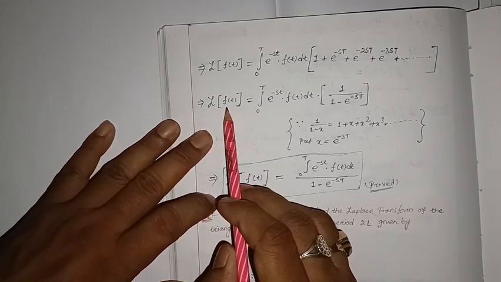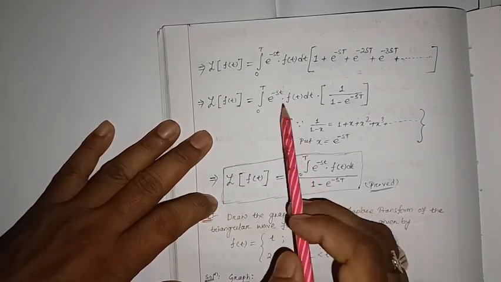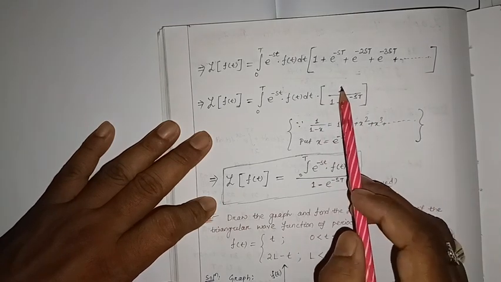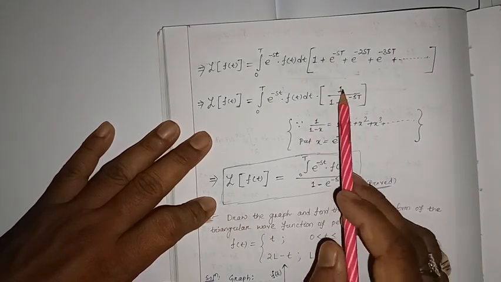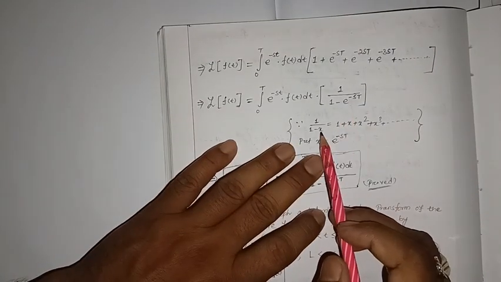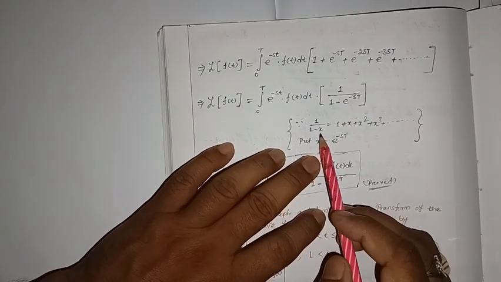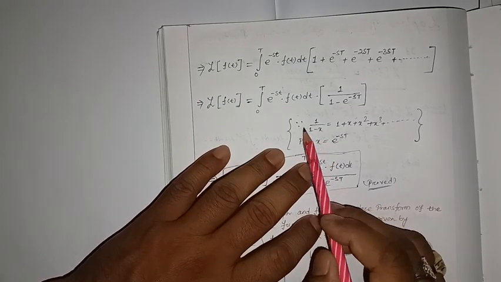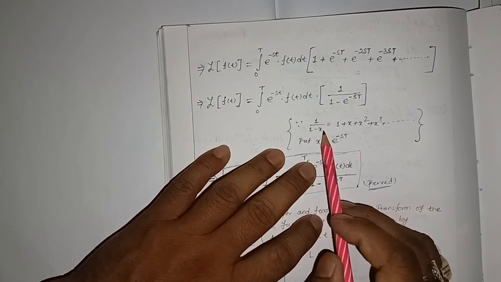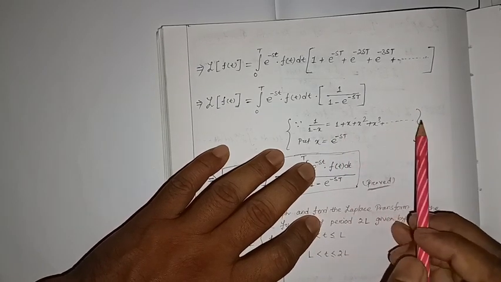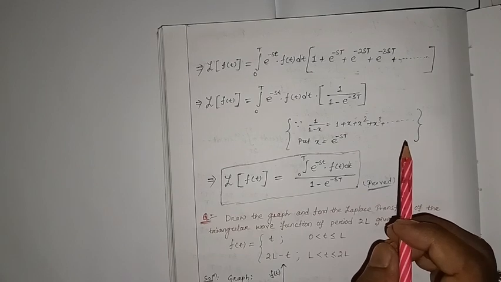Laplace transform of f of t will be equal to 0 to T, this one, into this series, which is nothing but the Taylor series of 1 by 1 minus e to the minus st, because we know that the Taylor series about x equal to 0 of 1 by 1 minus x is nothing but 1 plus x plus x square plus x cube, and so on. Already we have studied this in our fourth semester.